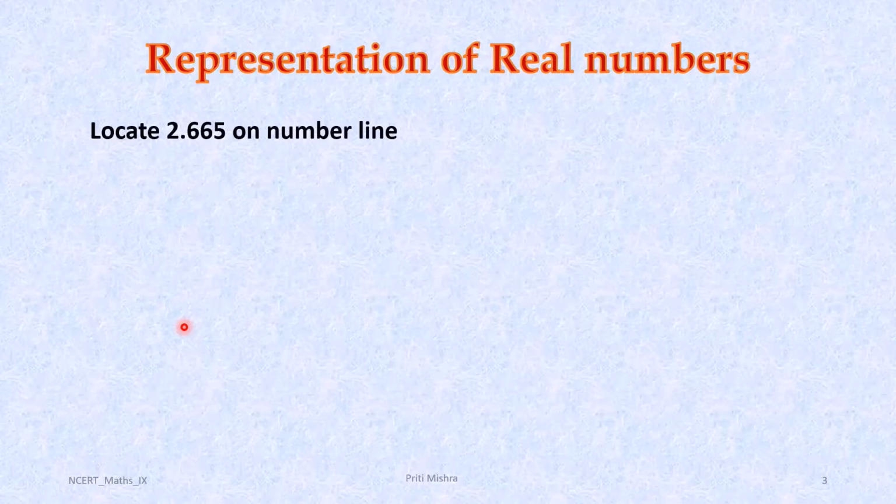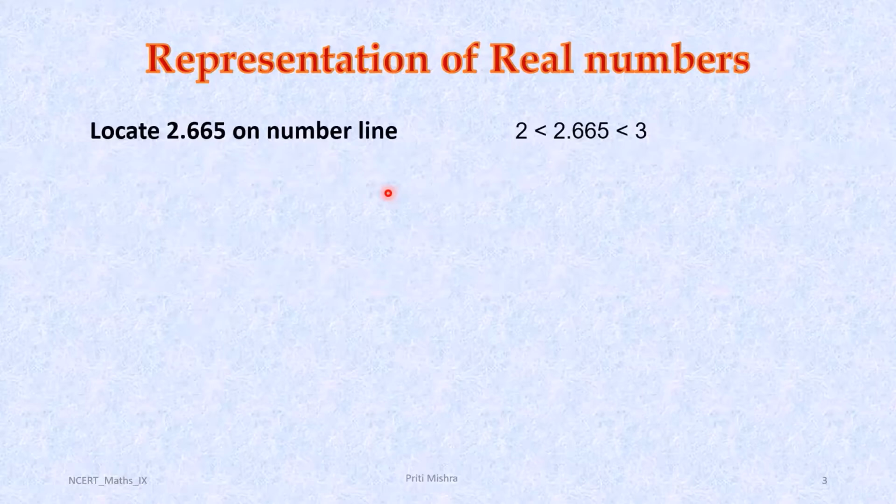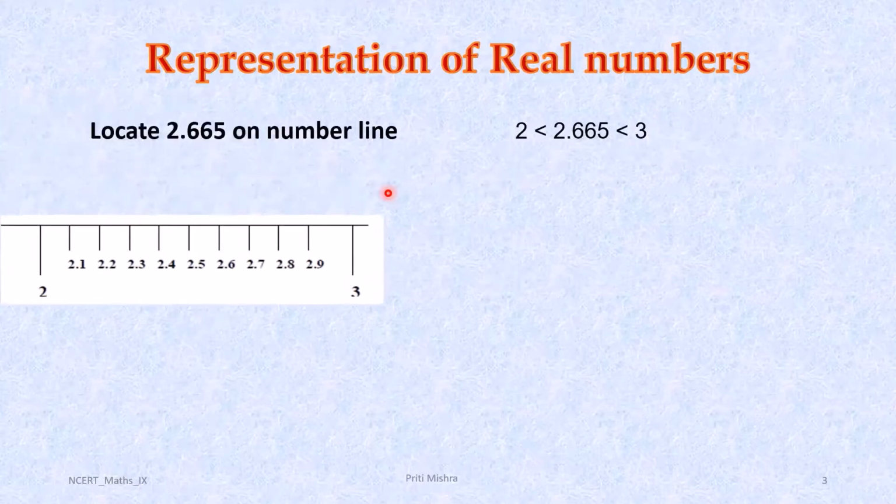So here we are going to locate 2.665 on the number line. As you know, the number 2.665 is lying in between 2 and 3. So we need to analyze the numbers in between 2 and 3. Here I am showing you the magnified image of numbers in between 2 and 3. See, we can have 2.1, 2.2, 2.3 up to 2.9 in between 2 and 3.